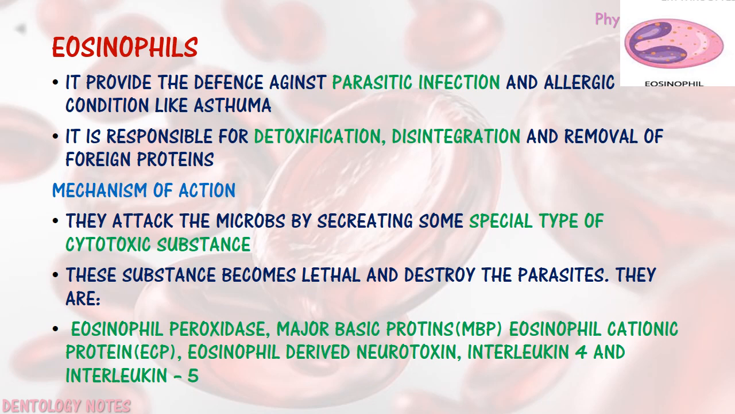Eosinophils. They provide defense against parasitic infection and allergic conditions like asthma. They are responsible for detoxification, disintegration and removal of foreign proteins. Mechanism of action: they attack the microbes by secreting some special types of cytotoxic substances. These substances become lethal and destroy the parasites. They are eosinophil peroxidase, major basic protein, MBP, eosinophil cationic protein, ECP, eosinophil-derived neurotoxin, interleukin 4 and interleukin 5.